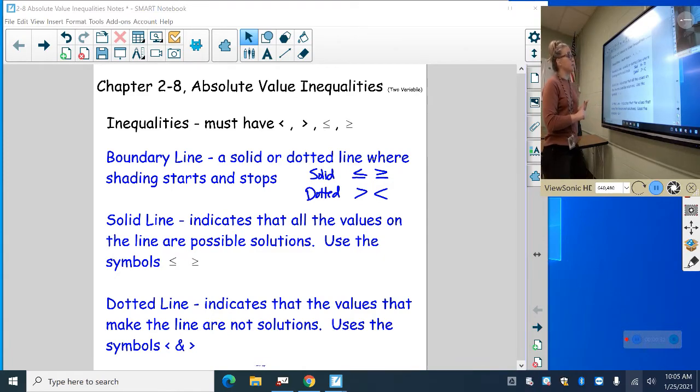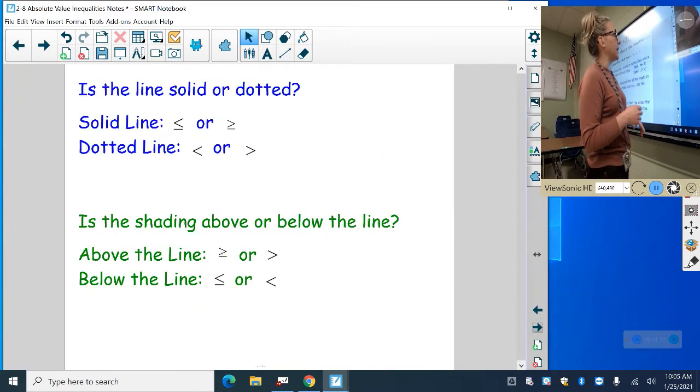Review. Inequalities have symbols like less than, greater than, less than or equal to, greater than or equal to, and also not equal to is also an inequality symbol, but we're not going to discuss that right now. Boundary line is a solid or dotted line where the shading starts and stops. And just a reminder, a refresher, a solid line has an equal to or a line underneath. A dotted line is just greater than or less than. A solid line indicates that all the values on the line are also solutions to the inequality. Dotted line indicates that the values on the line are not solutions, and those are not answers to the actual inequality. You can't use the ones on the actual line.